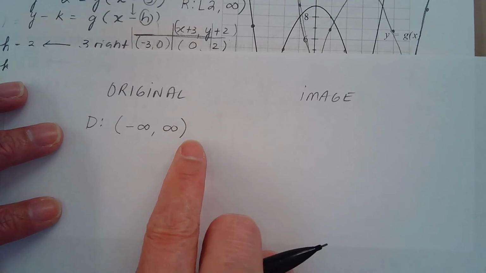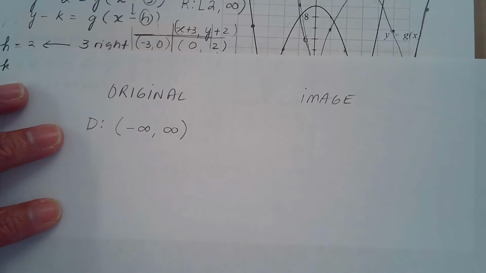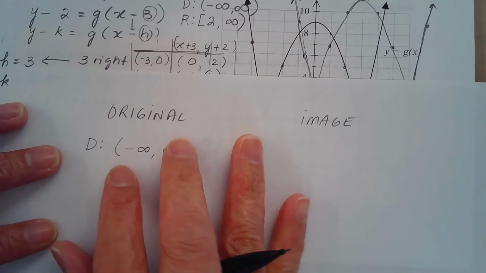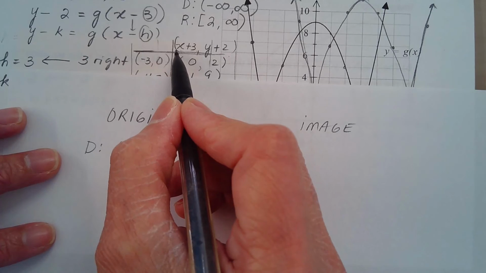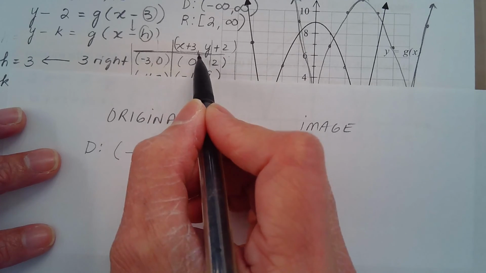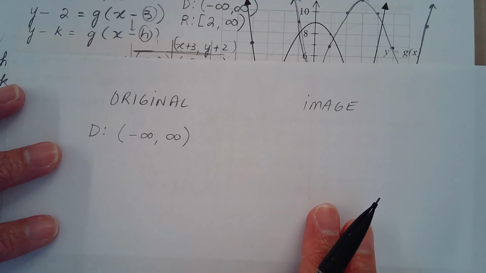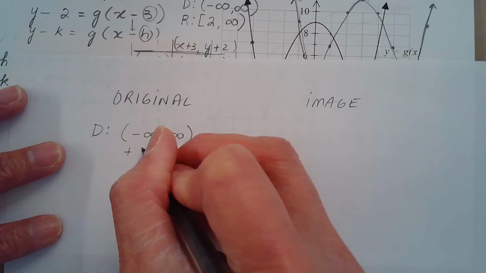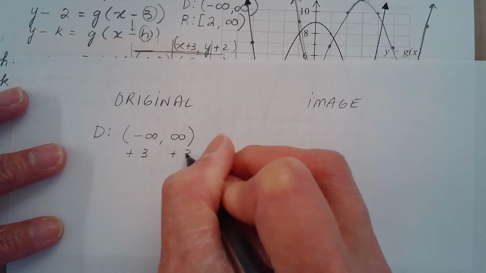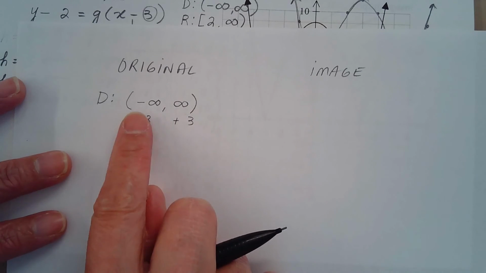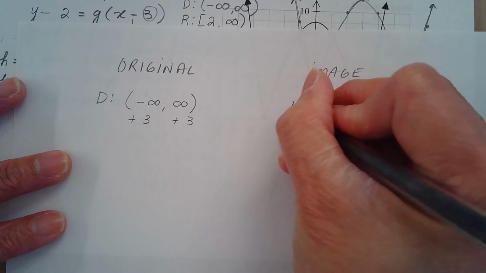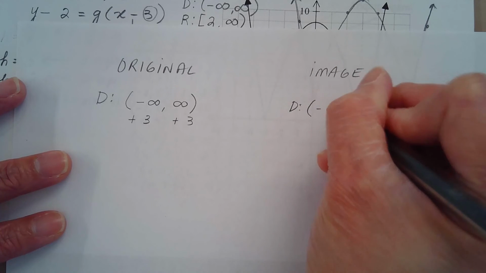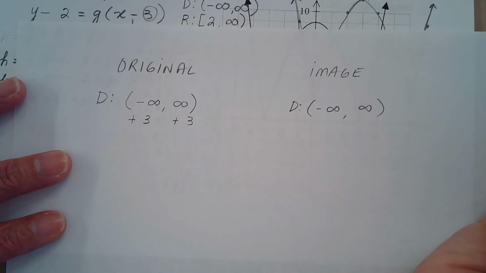Okay. What did we do for the domain? What's the transformation on the x? We added 3. So if we added 3, we're going to add 3 on everything. So if we add 3, it would still be negative infinity, still to positive infinity, right?